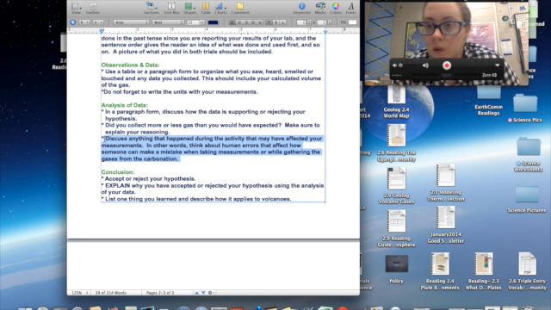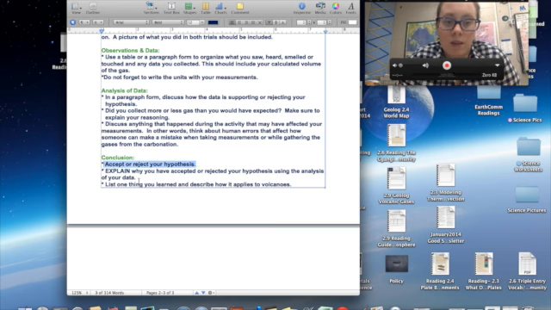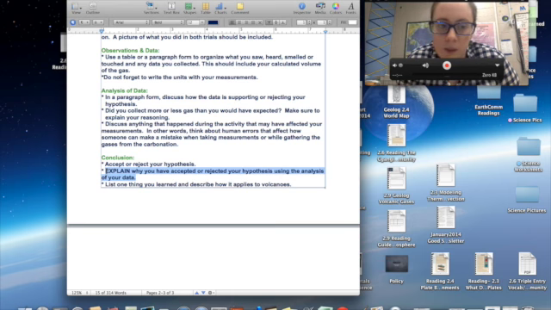And then in your conclusion, you're accepting or rejecting your hypothesis and telling me why. So I rejected my hypothesis because I thought I was going to collect 25 milliliters of gas, and I actually collected 1 liter of gas. And then tell me one thing that you learned and describe how it applies to volcanoes. This lab helps me learn more about volcanoes because... Write about it, tell me about it, and put it in your lab report.